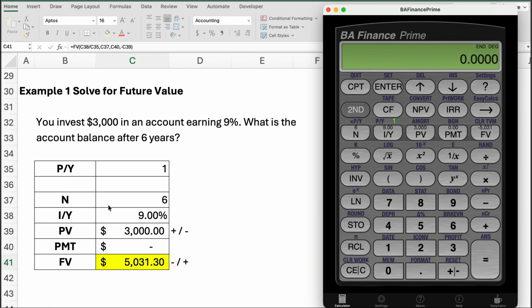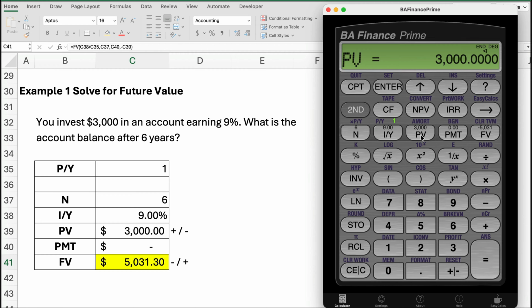Now we're going to put the number in first and then the function. So we're going to put 6 as N, 9 as I. Now 9% is really 0.09, but the calculator knows we're going to use the interest rate as a whole number. So it'll be 9 as the interest rate, and it knows it's 0.09. It'll do the math correctly. 3,000 is going to be the present value.